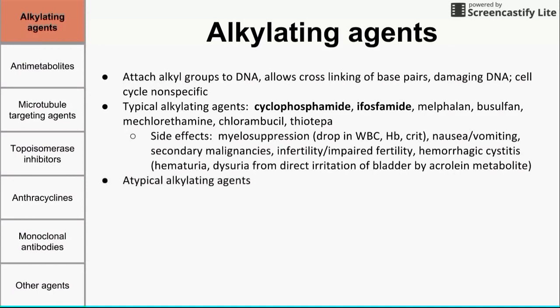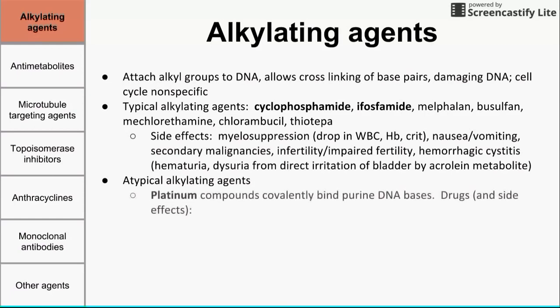Now we have atypical alkylating agents as well. We're going to start off by talking about the platinum compounds. These work by covalently binding purine DNA bases. We're going to talk about three of these. First, we have cisplatin, which has side effects of nephrotoxicity and nausea and vomiting. This is actually the strongest inducer of nausea and vomiting that we're going to be talking about today. It's extremely potent, and it almost certainly causes vomiting in a patient if you don't give them any medication for vomiting when you're administering cisplatin.